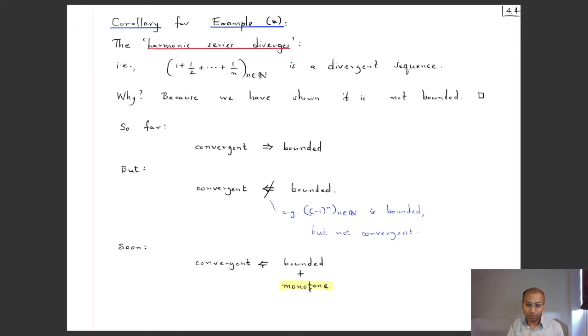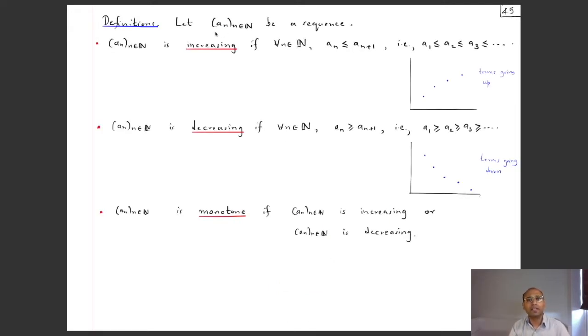So before we prove this theorem, let's properly state what's meant by a sequence being monotone. So here are the definitions. Let An be a sequence, then the sequence is said to be increasing if for every n you have that An is less than or equal to An plus 1. So a1 is less than or equal to a2 is less than or equal to a3 and so on. So the terms of the sequence are going up. And of course we allow them to also be equal to the next term, so it can be constant also.